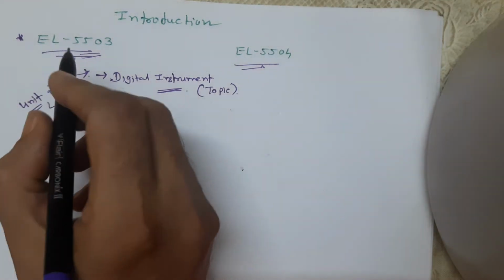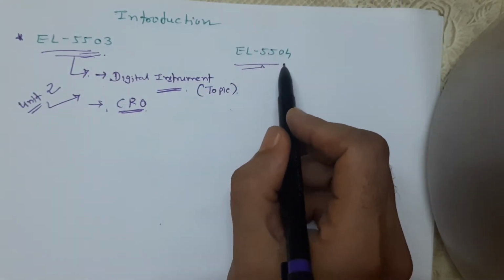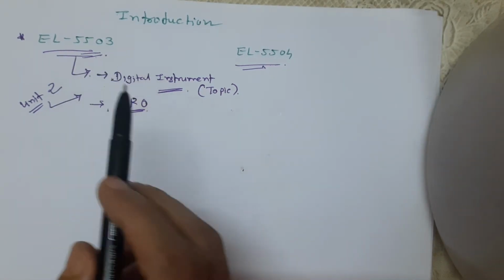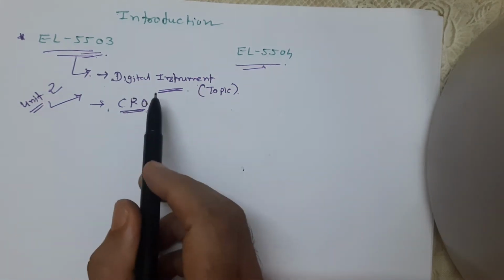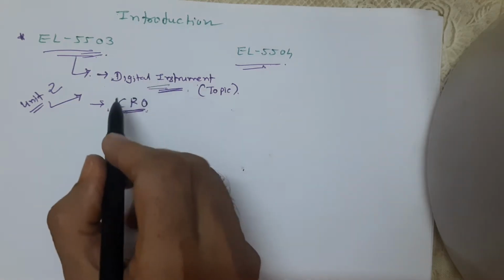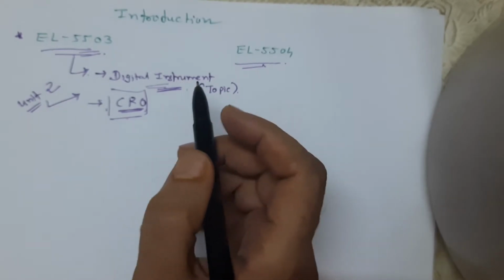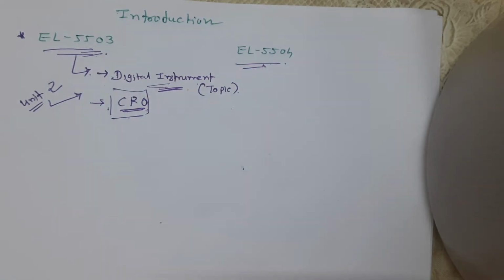I will teach paper number EL5503 and paper number EL5504. In this paper EL5503, there are two topics: digital instrument and CRO. Digital instrument is a very small topic, CRO is comparatively large. This is the instrumentation paper. In this lecture, we will just introduce what is inside this topic and in which applications we use these types of instruments.